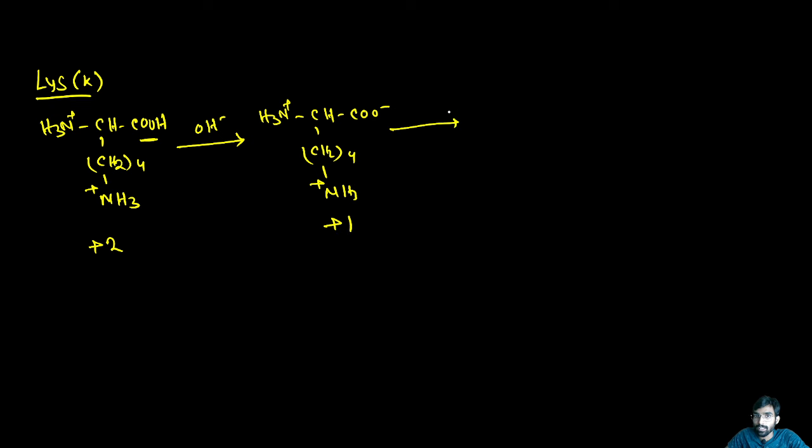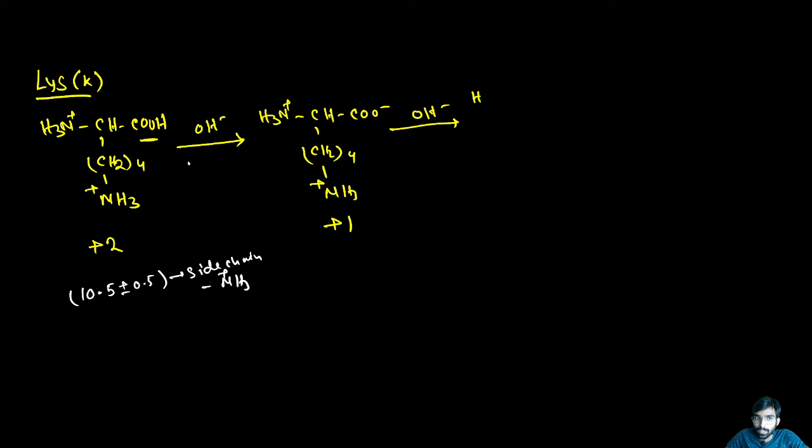Now again you add hydroxyl group. Now what will happen? You have to remember at that time that the side chain pK is almost 10.5 ± 0.5, the side chain amine.